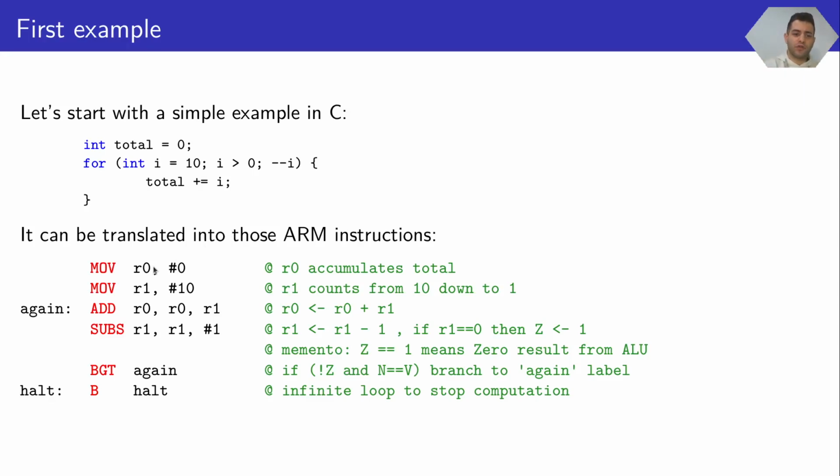This is the reason why this is one of the possible solutions. I have decided to use R0 as the total variable. Maybe GCC would have used another register. So we start moving 0 to R0, and we put 10 into R1. So R1 will be our a variable. Then we are adding R1 to R0 and setting the result into R0. If you remember, given the fact that those registers are the same, we can omit one and just write add R0, R1.